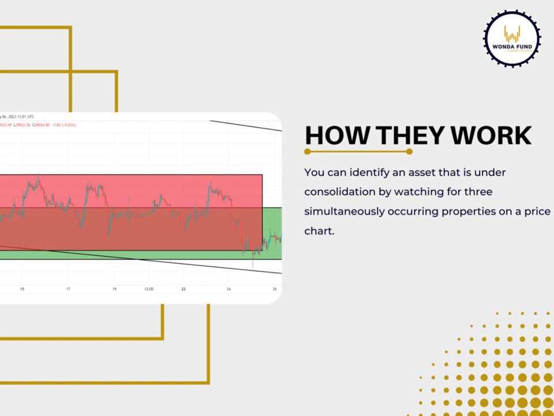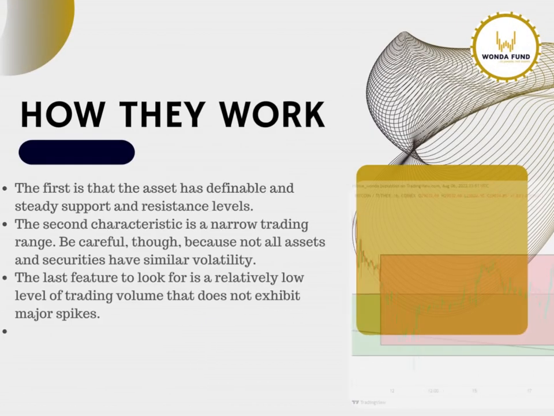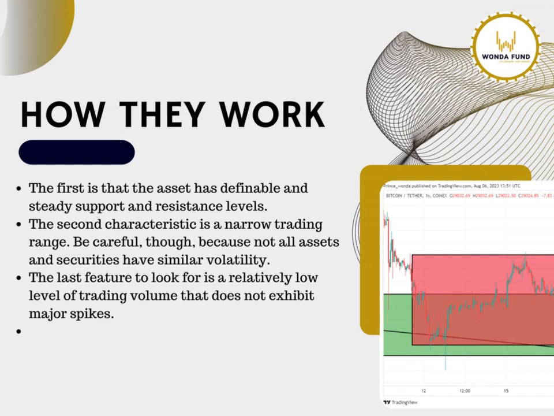Whenever it moves from the support, it trends all the way till it gets to the resistance and then flips and goes all the way back down to the support. So if the market is going to be using a base and a top, it usually uses these two ranges. That's the key thing for you to understand about how they work. Going in deeper now, firstly, the asset has definable, steady support and resistance levels. Like I just explained, there's always that top and then there's always that base.